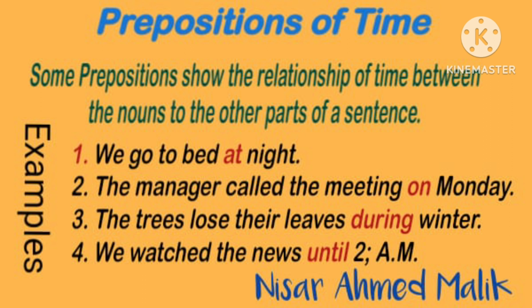Some prepositions show the relationship of time between the nouns to the other parts of a sentence. Examples. 1. We go to bed at night. 2. The manager called the meeting on Monday. 3. The trees lose their leaves during winter. 4. We watched the news until 2 a.m. Here, at, on, during and until are used as prepositions, showing time.